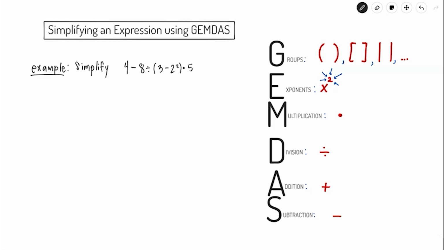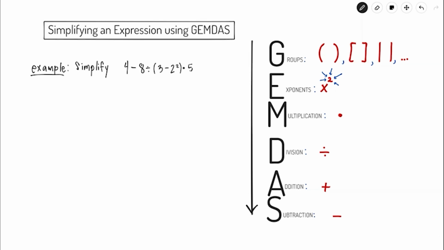GEMDAS is a helpful acronym that we use to help us memorize the order of operations. We have GEMDAS, which starts with a G for groups, E for exponents, M for multiplication, D for division, A for addition, and S for subtraction. All of our basic operations written in an order from ascending to descending that tells us exactly which operation to use first when faced with the task of having to use more than one operation at a time.